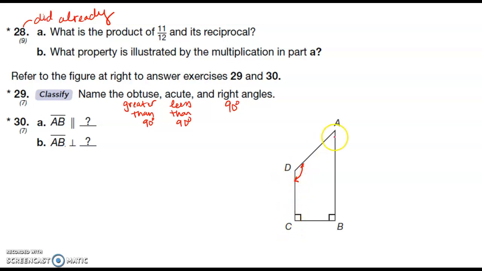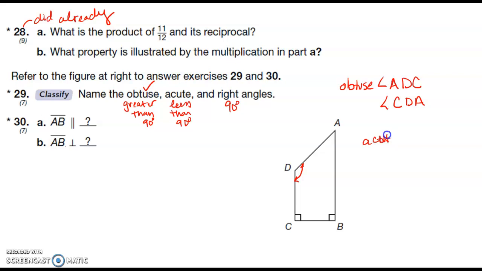So if I'm going to name this angle, my obtuse angle, D has to be in the middle, because that's what we call the vertex or the corner, what have you. So ADC, or I can write it CDA. As long as D's in the middle, we're good. So we got obtuse.